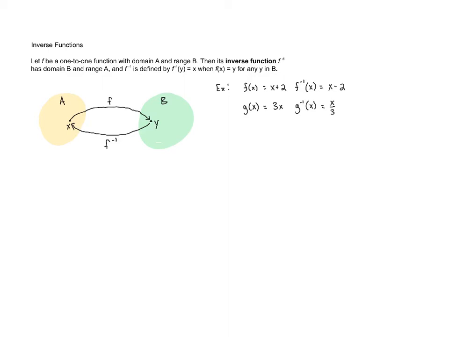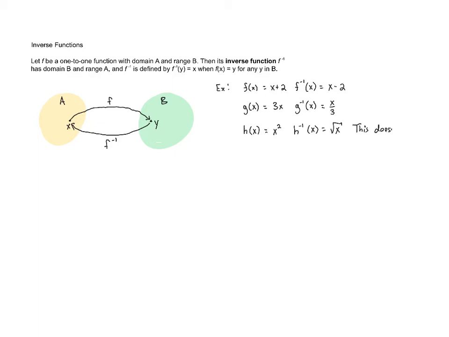But I do want to look at one more example, and this example is going to cover why it's important that f is a one-to-one function. Now, if we consider h of x equals x squared, and we want to find an inverse function, sometimes students will guess that the inverse function is the square root of x. But this doesn't actually work.